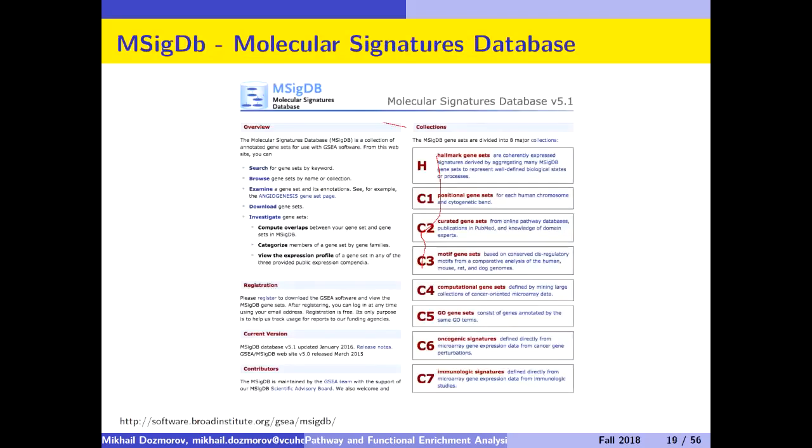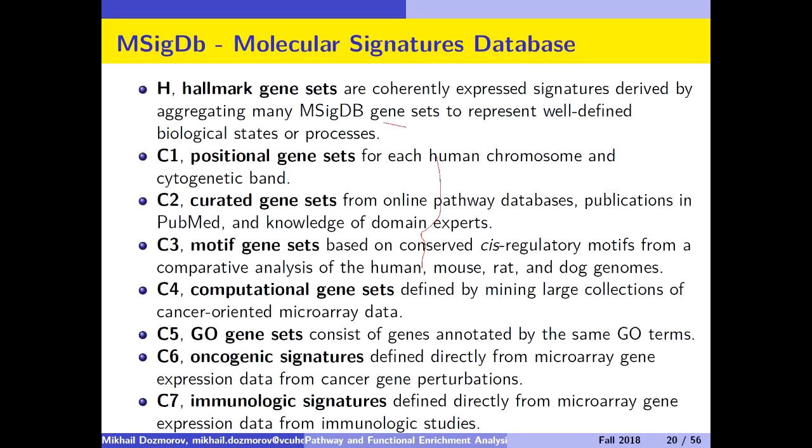So, another database which provides information about gene sets besides gene ontology is MSigDB. It is from the Broad Institute, and they provide sets of genes that are structured in sections. I think I have those sections right here.